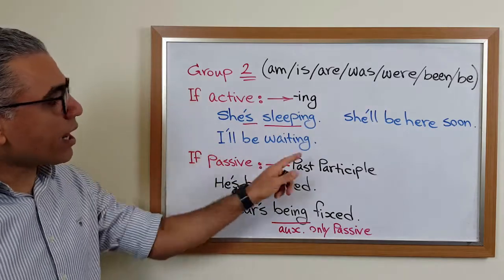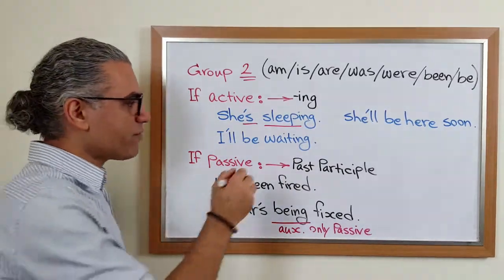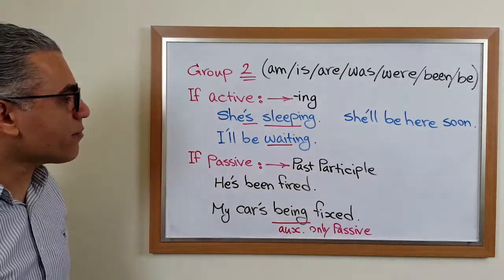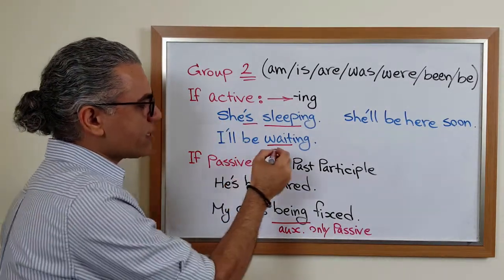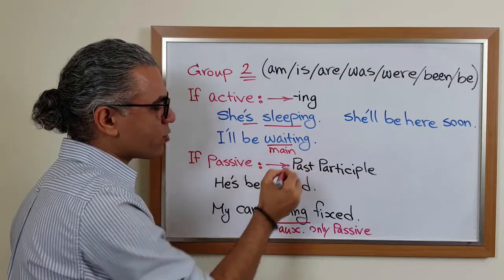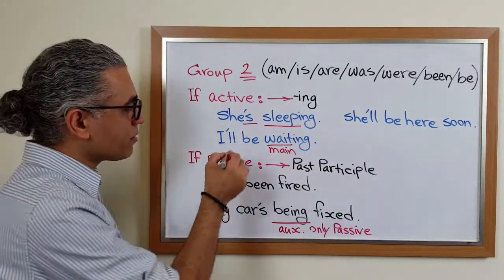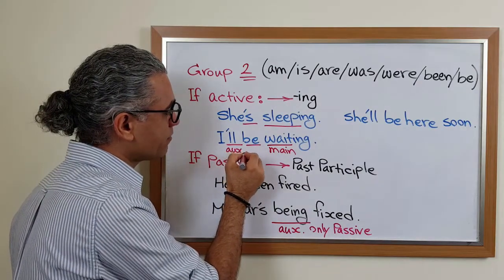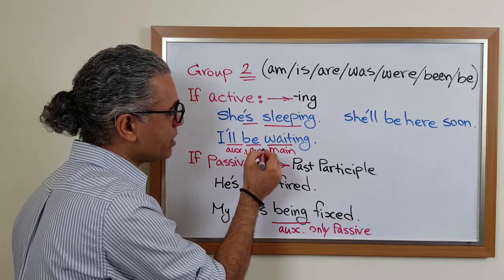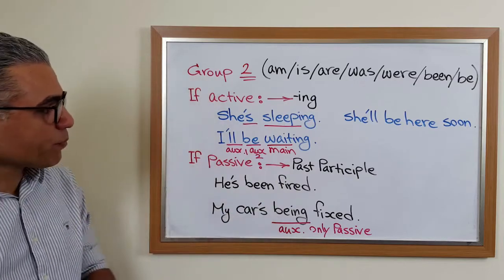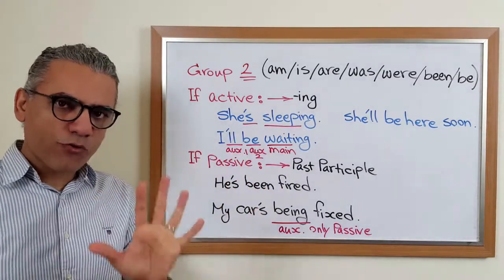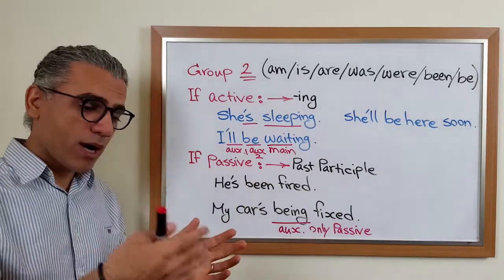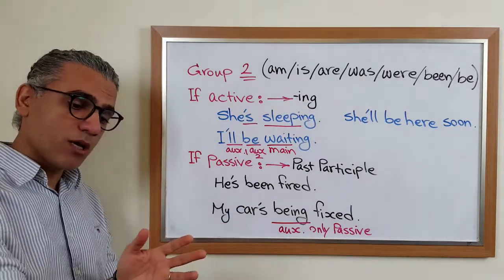Look at this one. I'll be waiting. What is the main verb? Again, the first thing you do is find the main verb. I'll be waiting. So this is our main verb. Now, what are our auxiliary verbs? We have two auxiliary verbs in here, auxiliary 1 and auxiliary 2. And remember, the form of every auxiliary is determined by the auxiliary verb before it.